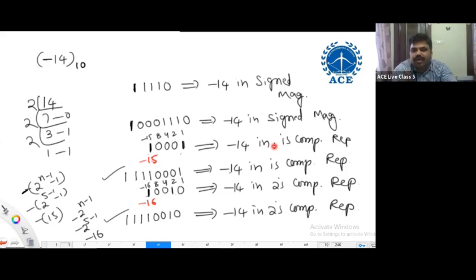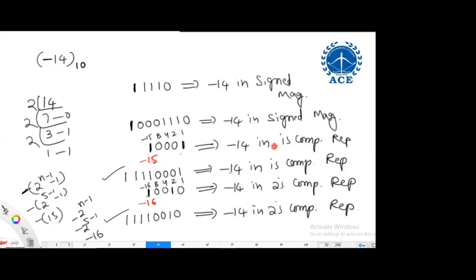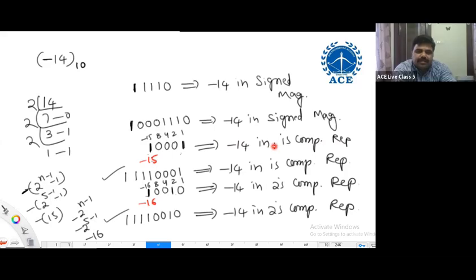Otherwise, you blindly follow taking complements. If I say signed magnitude, you need to talk about magnitude. When I'm saying 1's complement representation, why are you talking again about MSB being 1 and magnitude? Is it signed magnitude representation? No. The rules are different from signed magnitude. Why are you still in signed magnitude only? Come out of signed magnitude.